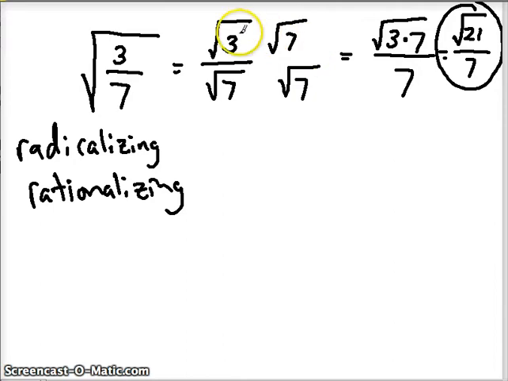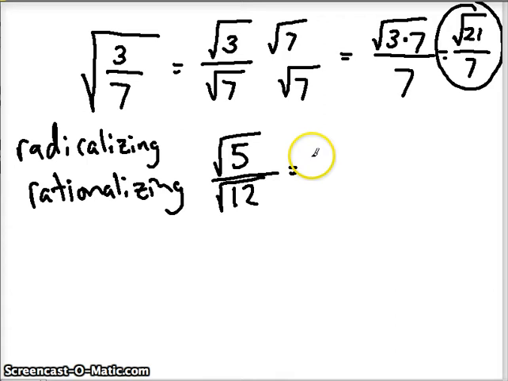Sometimes by doing this move you will end up with something on top that you can simplify further. So let's try an example where that happens. I'm just making things up. Maybe it'll work, maybe it won't. Let's do the square root of 5 over, I don't know, 12. Square root of 12.